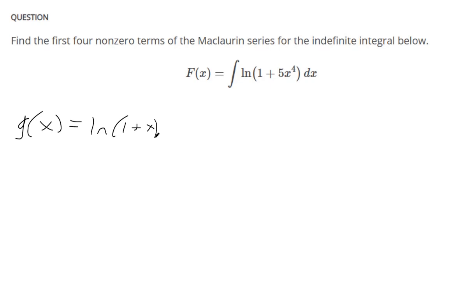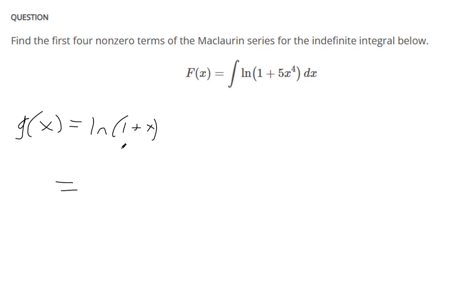Because if we can come up with a Maclaurin series for this expression, then we can easily find the Maclaurin series for this one. Just plug in 5x to the fourth for x everywhere you see it in the Maclaurin series. So remember, the formula for the Maclaurin series is the function kept the same, and you plug in 0 into it.